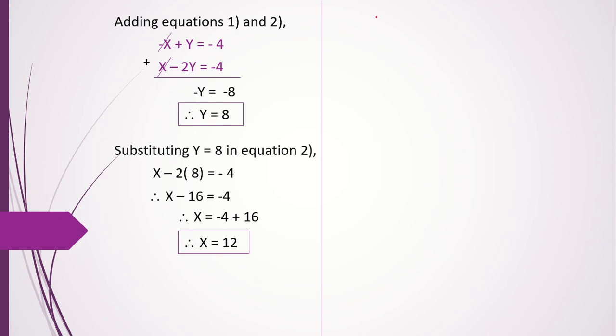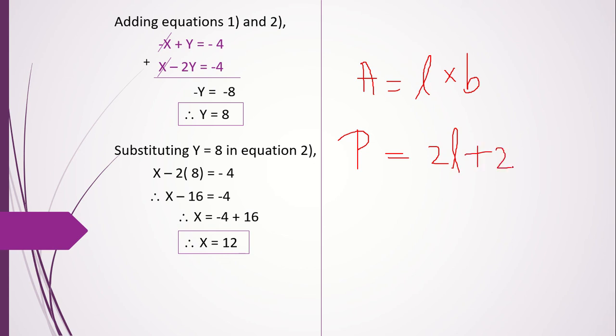Okay. Now, area of the rectangle formula is length into breadth. And perimeter of the rectangle, the formula is 2 times length plus 2 times breadth. This 2 we can take common also, and the formula can be written in this way also. Okay. So, in order to find out area and perimeter, we need length and the breadth. So, first find out the length and the breadth.